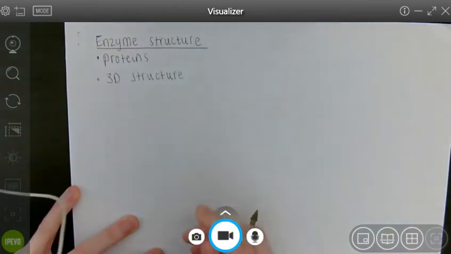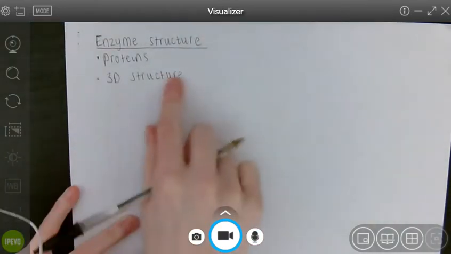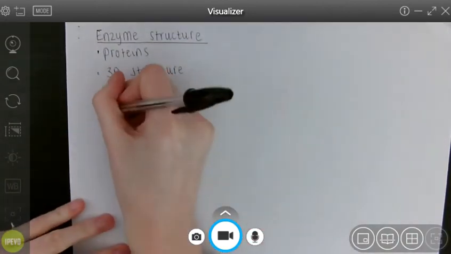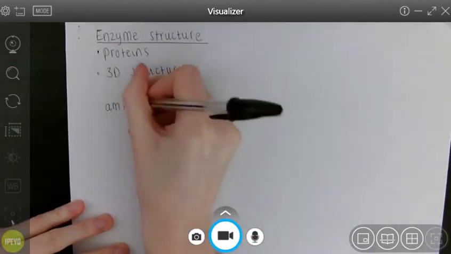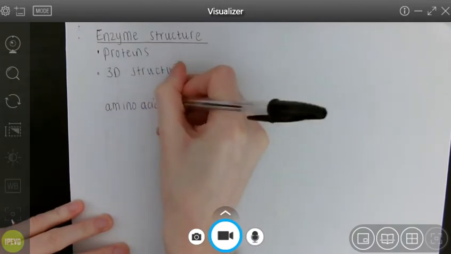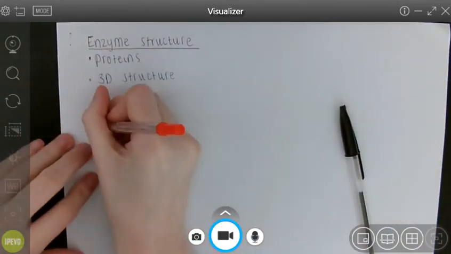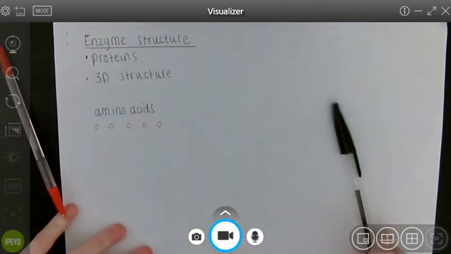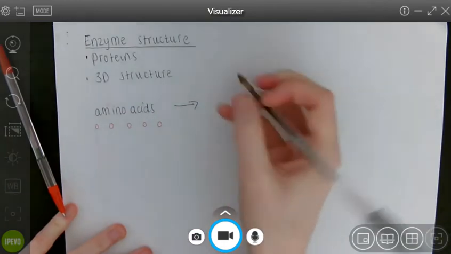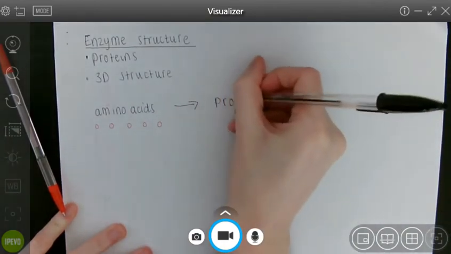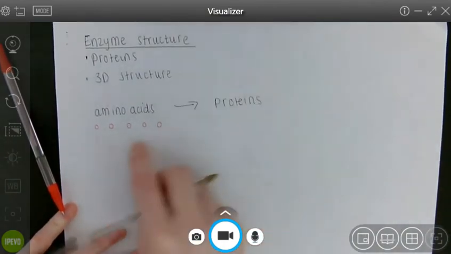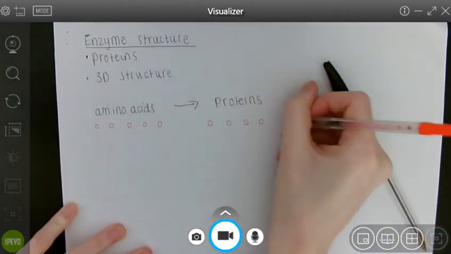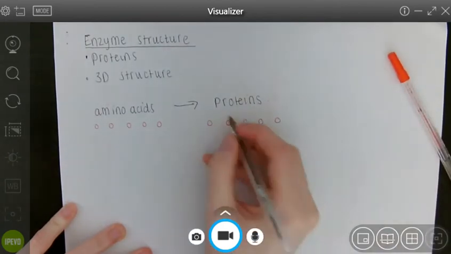So we now need to know how these proteins are actually formed and how this 3D structure is formed. Proteins are made up of amino acids. So an amino acid is our simple molecule. We've got our individual simple molecules, and what happens is amino acids join together and form long chains of proteins. So our individual molecules join up to form our long chain of protein.